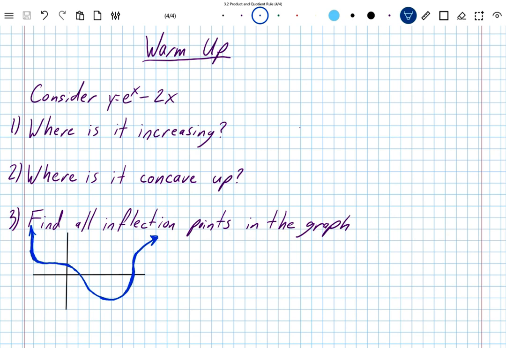e to the x minus 2x, where is it increasing? So you could graph it and try to look, but if we want an exact, precise answer, we should definitely take a derivative, in which case we get y prime is equal to e to the x minus 2. I want to know where that's positive and where that's negative, which means I should set that equal to 0. Which means I need to know where 2 equals e to the x.